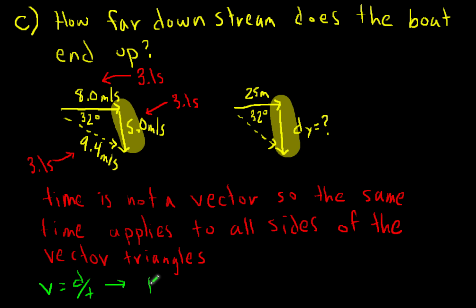Since v equals d over t, d equals v times t. And this is 5 meters per second times 3.125, which is the unrounded version of our time, which gives us 16 meters. So the distance downstream you end up is 16 meters.